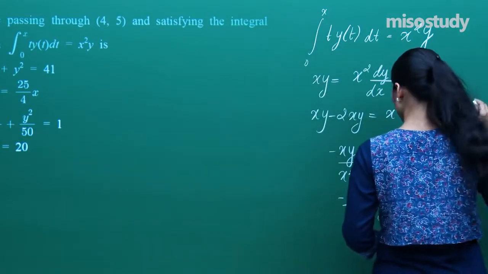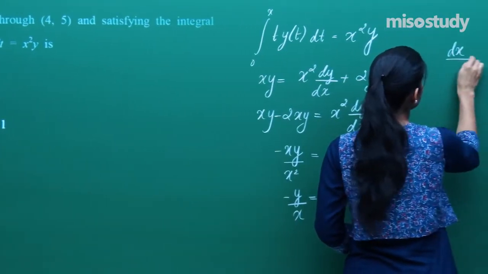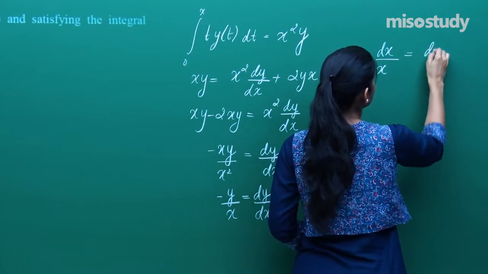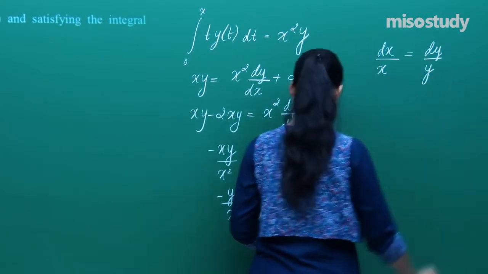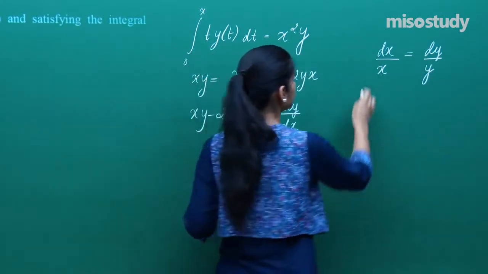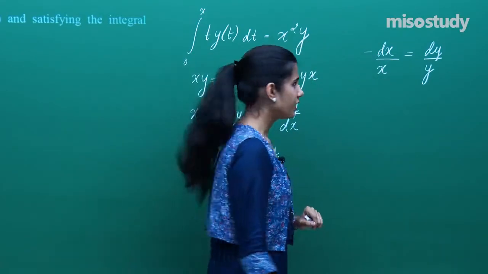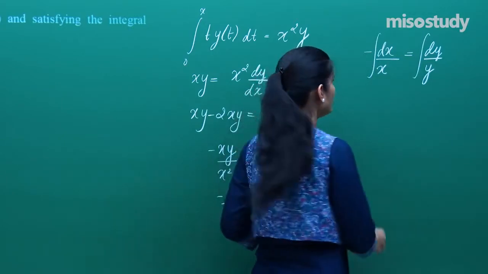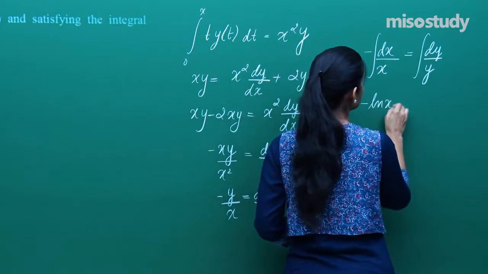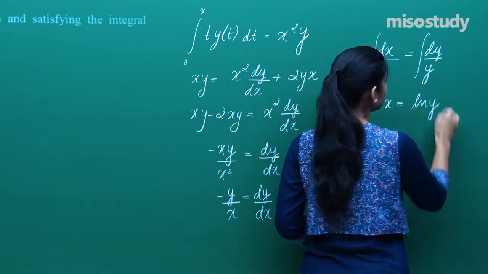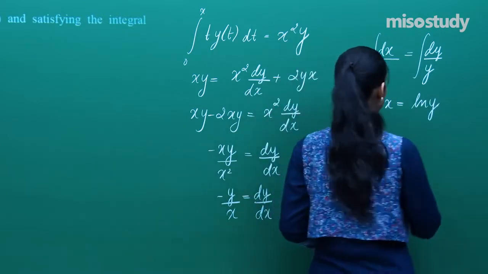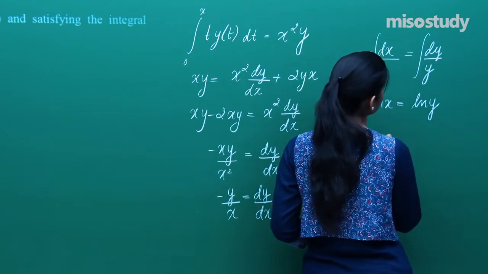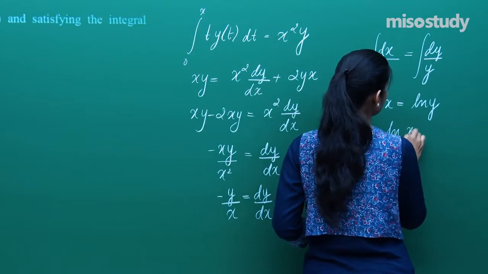Or you can say dx by x equals minus dy by y. Here it is a minus sign. Right? Now you know this is variable separable. You just need to integrate. What you get is minus ln x equals ln y. Right? And you can say this is ln x plus ln y, which is ln xy.